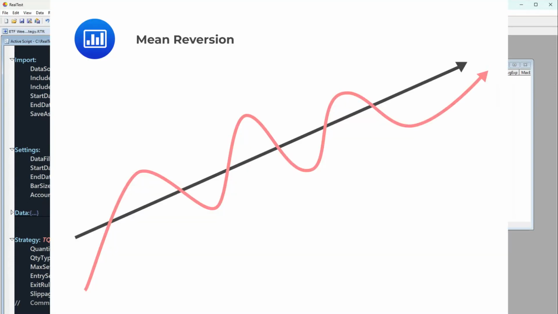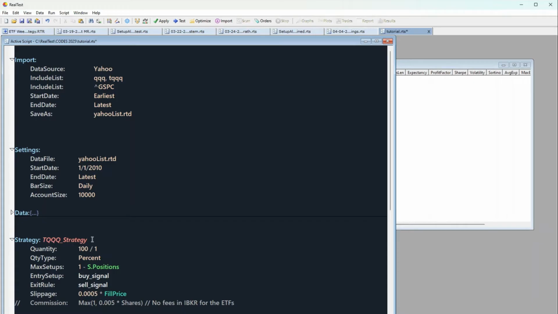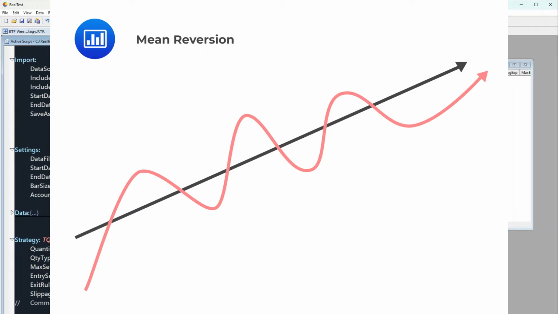Mean reversion works because markets often overreact, especially in volatile assets. When the price stretches too far from its recent average, emotion drives the move. That's where we step in, buying the fear and selling the snapback. So when TQQQ has fallen a few days in a row, then we buy. And we sell once TQQQ has made a short bounce up.